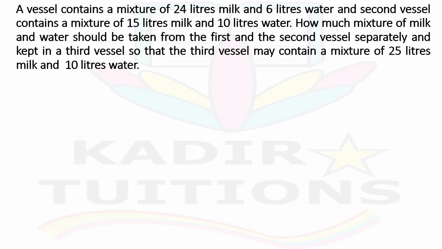Everyone, in this video we are going to see one linear equation problem. Let's look into the question. A vessel contains a mixture of 24-liter milk and 6-liter water. So in one vessel, 24-liter milk and 6-liter water is there.